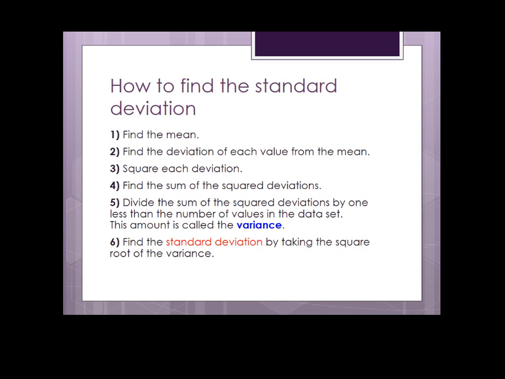So how to find the standard deviation? First you find the mean. Then you find the deviation of each value from the mean. So if you have 5 data values, you're going to have 5 deviations. If you have 10 data values, you'll have 10 deviations. You're going to figure out how far each number is away from the mean. Then you're going to square those numbers so that you don't have to worry about negatives because anything squared is positive. Then you're going to add all those numbers together.